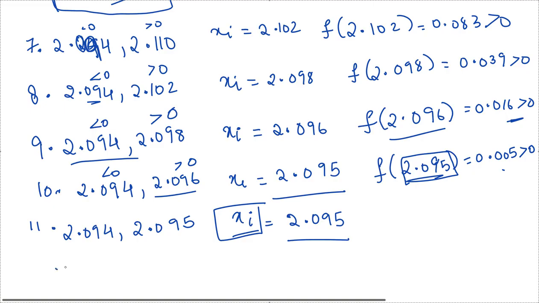So the root of x cube minus 2x minus 5 is 2.095. Okay, so this is how we solve.